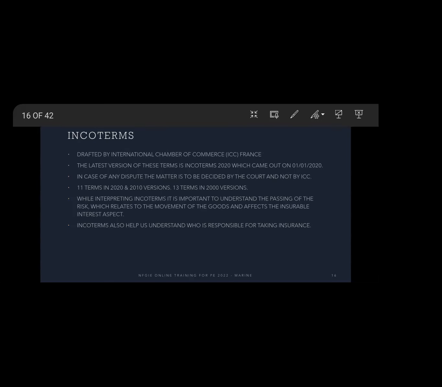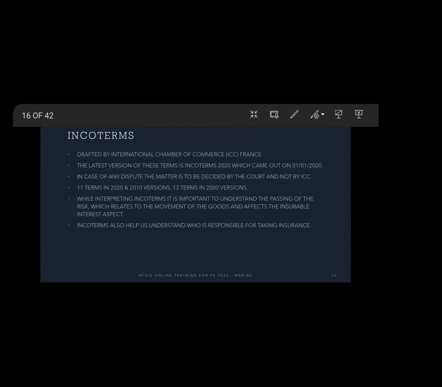In case there is any dispute related to Incoterms, it is taken to court, and the International Chamber of Commerce will not interfere. There are multiple versions of Incoterms. Earlier, the version was 2000. Then we shifted to 2010. Then we shifted to 2020. Incoterms 2020, which came out last year on 1st January 2020, is the latest version of the terms. There are 11 terms, and we'll go through them in detail in the next slide.